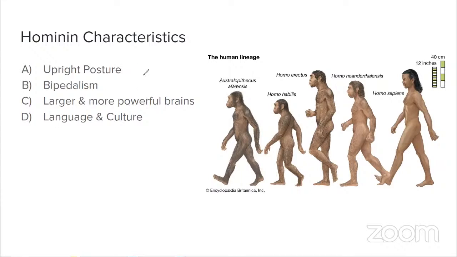So, upright posture, bipedalism, language, and the brain stuff. So we do have larger and more powerful brains. And there's actually like, I didn't pull it up on here, but when you're thinking about brain size, there's a relationship with how big something is and its brain size. And I'm definitely not gonna create a perfect chart.